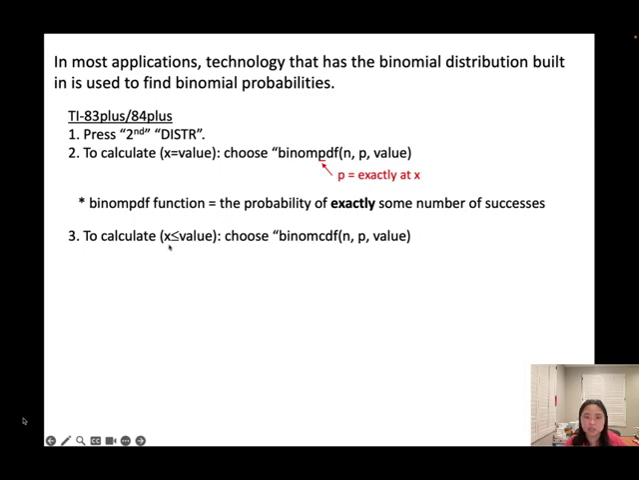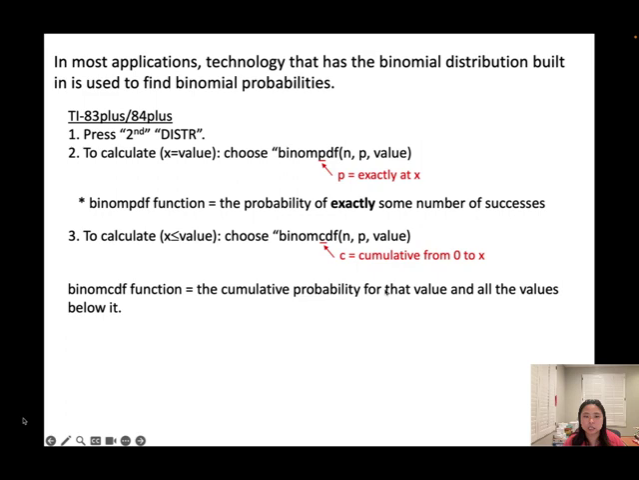If you want to calculate the probability that x is less than some value, we use binomial CDF. This C means you're calculating the cumulative value from 0 to x. One more time, the binomial CDF function calculates the cumulative probability for the value and all the values below it. I will show you an example and explain it one more time.